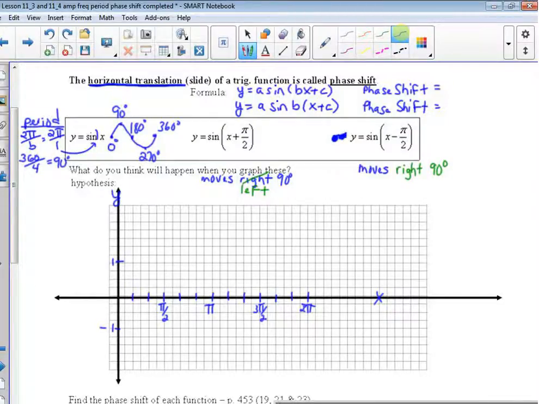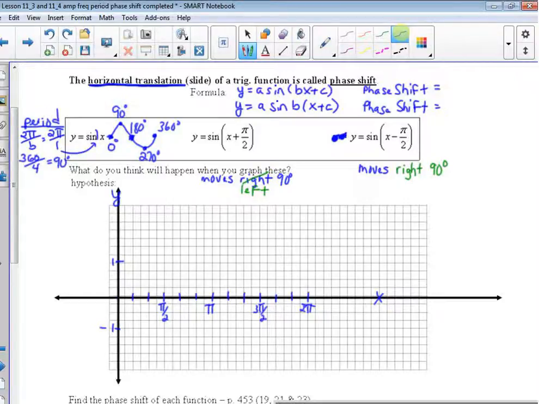So there's my curve, and I'm finding my skeleton points. Now, to get those points, again, take your period and divide it by 4. The period, again, means how long it takes before you complete one curve. And so I am completing a curve by 360, so if I divide that by 4, then I can go in increments of 90, starting at 0.